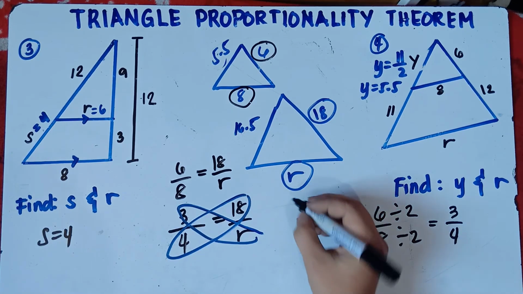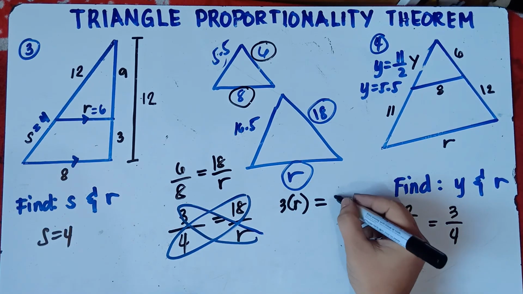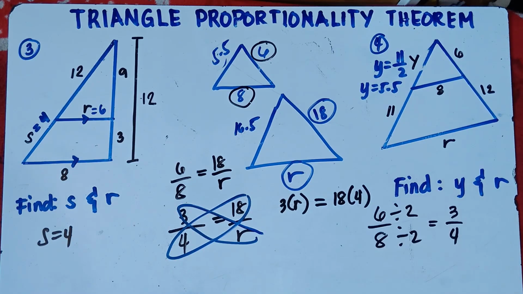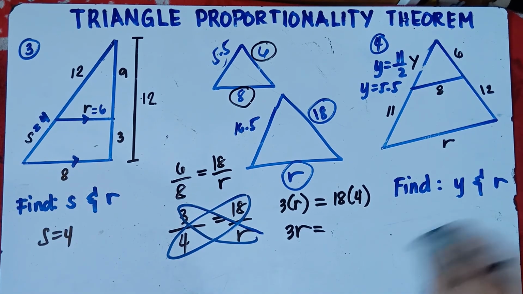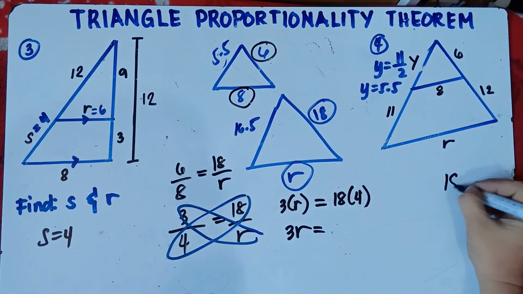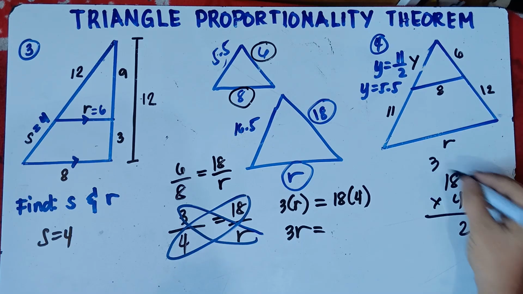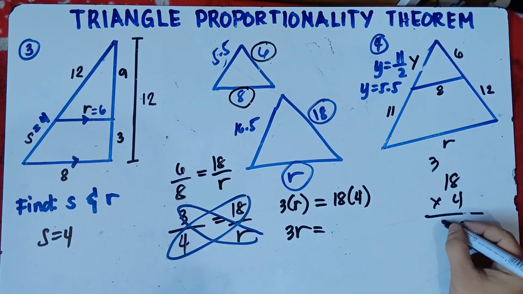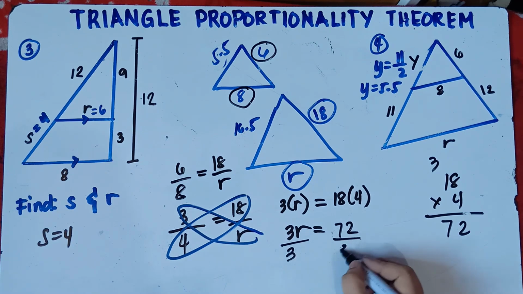Alright, so this will be 3 times r, then is equals to 18 times 4. So 3 times r, that is 3r. 18 times 4, I think that's 72. Let me check this. 18 times 4. 4 times 8 is 32. 2, carry 3. 4 times 1 is 4, plus 3 is 7. 72. And then to get the value of r, you divide both sides by 3.